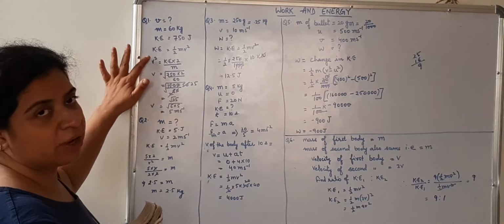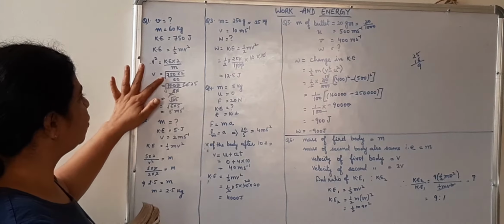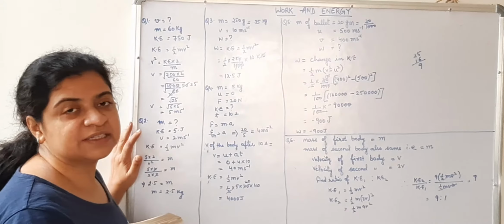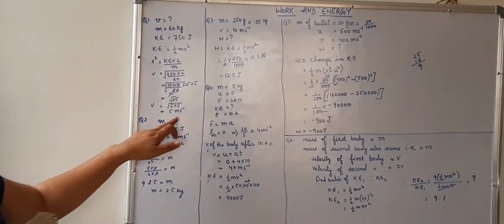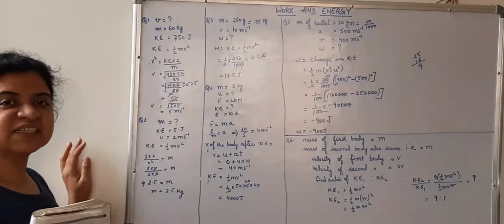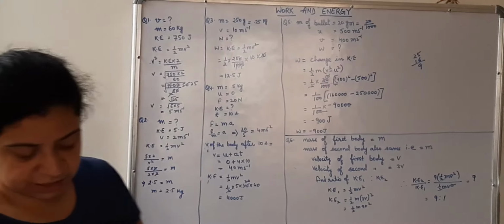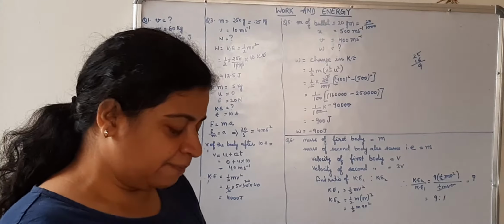So I remove this square. That is why I have taken the under root here. So after solving I got v is equal to under root 25, that is v is equal to 5 meter per second. This is how we solve the numerical related to kinetic energy. This is the simple one. Let's do one more.